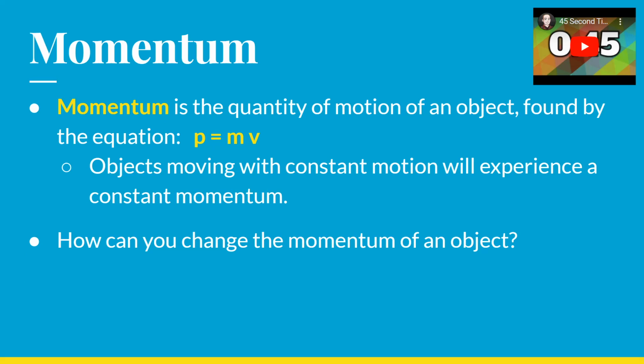All right, so again, momentum is a quantity of motion of an object found by the equation P equals m times v. Objects moving with constant motion will experience constant momentum. Okay, but how can you change the momentum of an object? Yeah, if you change the velocity. How could we cause the velocity of an object to change?